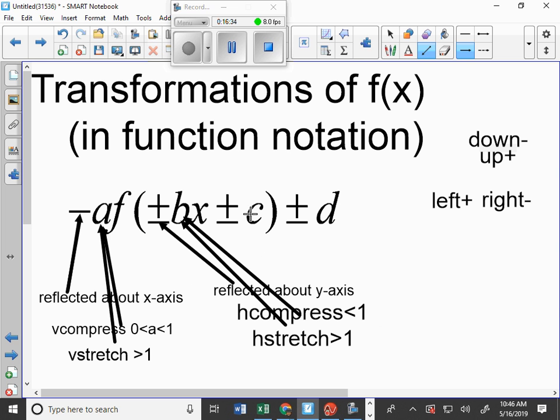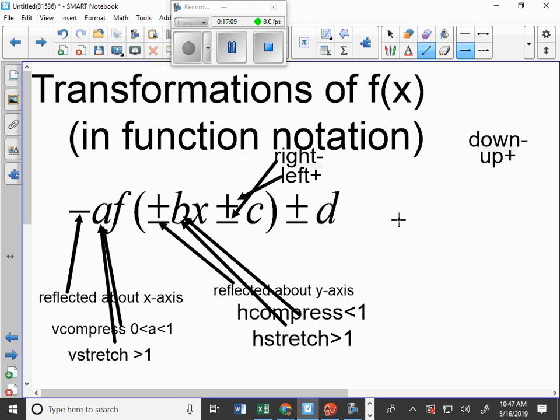And then same thing with C. C controls the left and right. So I'll go ahead and pull this over here, and let's put some arrows there. If it's plus, then we're doing left. So I'll just put it right there. And if it's negative, the graph is moving to the right.